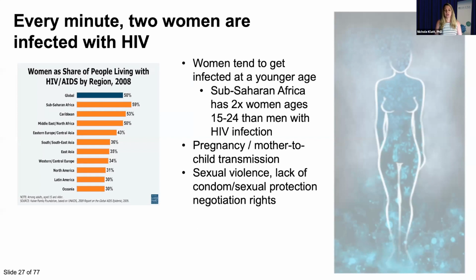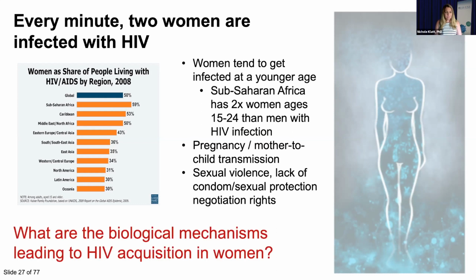And then of course, there's the issue that in a lot of the areas with the highest HIV rates in women, you also have sexual violence and lack of condom or sexual protection negotiation rights. So these women can't actually ask to use condoms. They don't have that right in a lot of these countries. So we really want to understand in my lab what the biological mechanisms leading to HIV acquisition in women are.